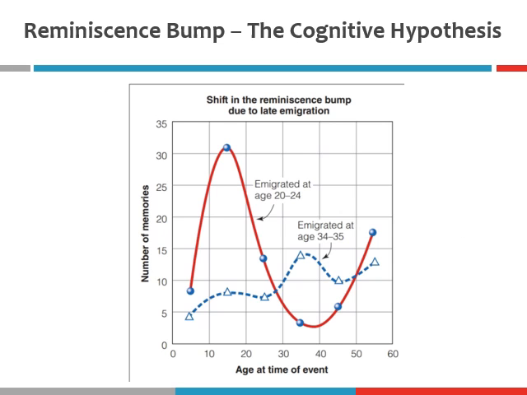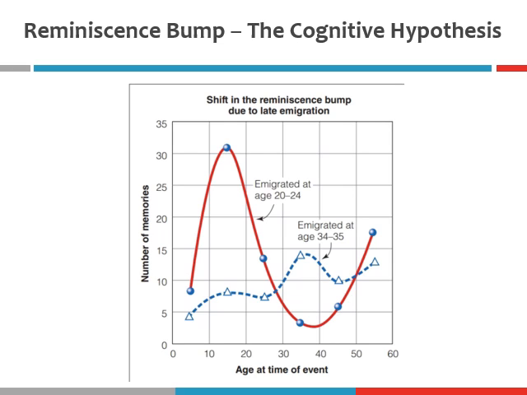Right? So if we look at this line graph, on the y-axis we have number of memories generated, and on the x-axis we have the age of individuals at the time of the event. Right? So like I said, we have two groups of people that we're comparing. So the red line on the graph shows people who immigrated between the ages of 20 and 24. And then we have people who immigrated later at the age of about 34 or 35, shown in the blue dotted line, right?